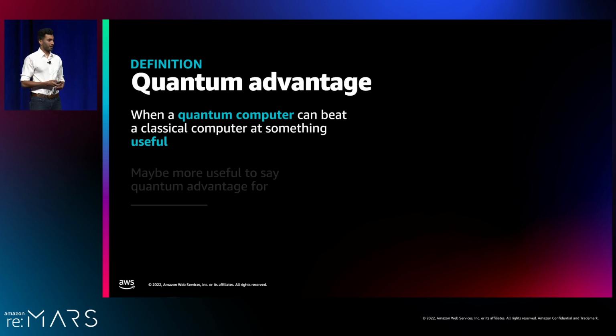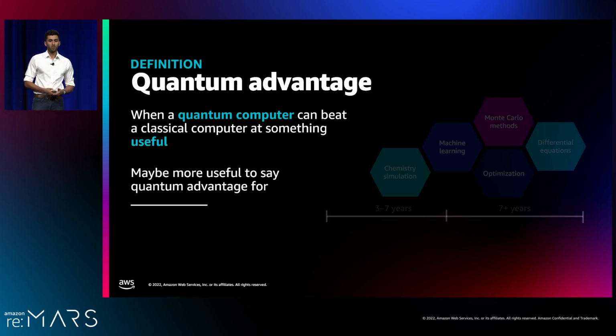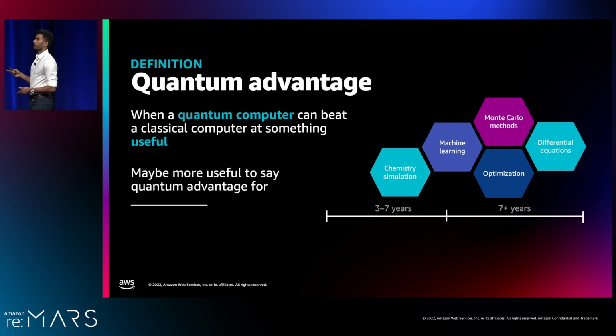For example, it might be more useful to say quantum advantage for blank, for chemistry, for machine learning, for optimization. The way it looks right now, chemistry is going to be the nearest term application for quantum computers. We're hoping to achieve quantum advantage for chemistry in the next 3 to 10 years for some very specific molecules. Quantum machine learning, optimization, Monte Carlo methods, differential equations, these we think are a little further out, but it gives us time to start understanding how these algorithms will help us.